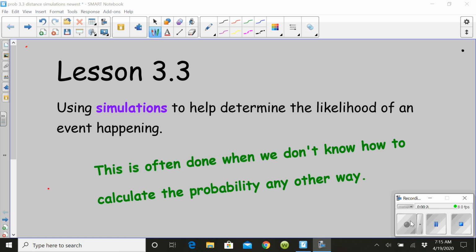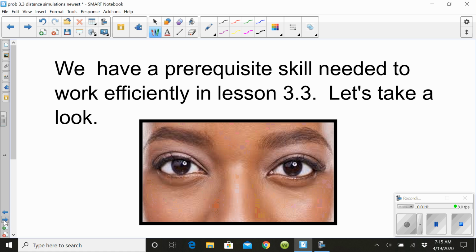Sometimes we run into situations, and it happens often, where we don't know how to calculate the probability of an event. And so because of this lack of knowledge of how to determine that probability, we try to create a little experiment, a simulation that represents that scenario, and then we run that simulation or do that experiment many times and check the results and determine our probability that way.